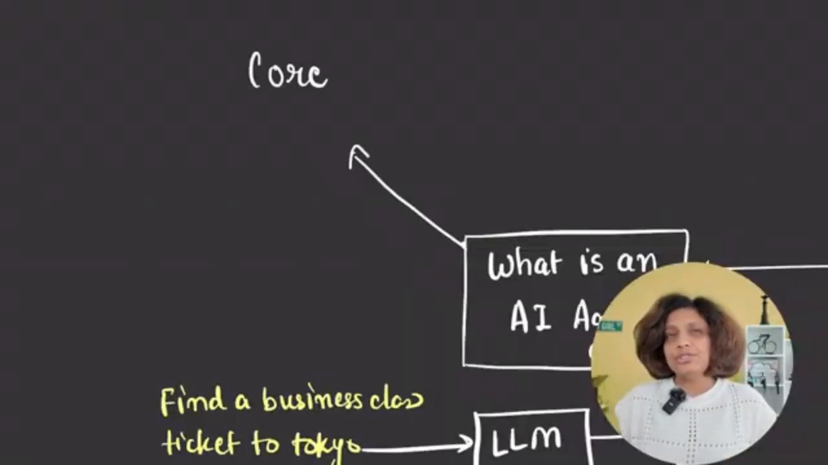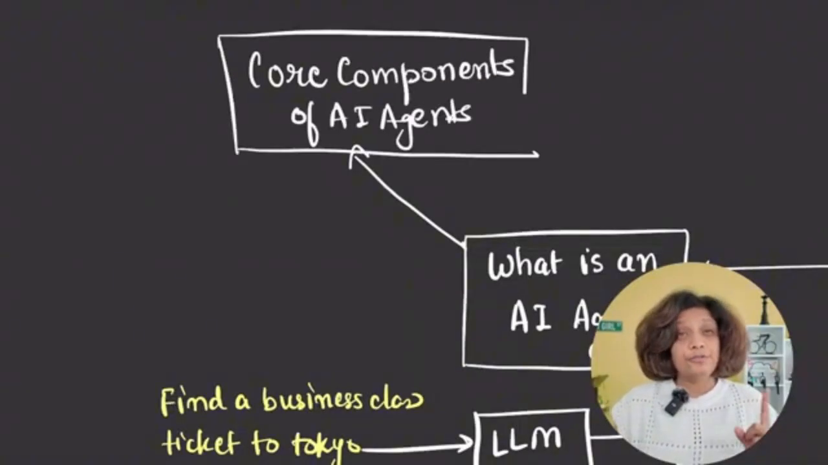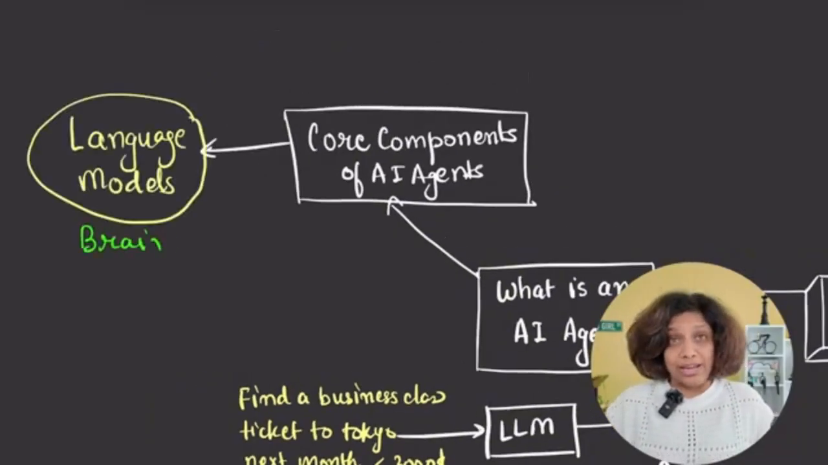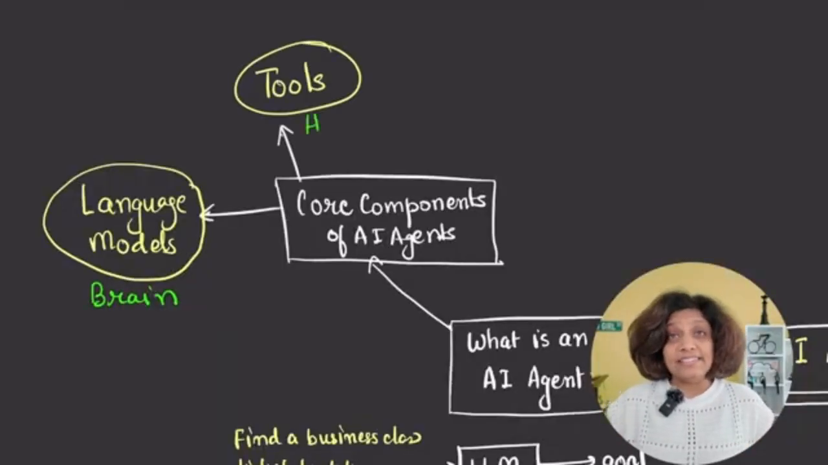Now, every AI agent has 4 core components that you need to understand. The first one is the language model. The language model is the brain. It's the reasoning and decision-making engine that powers everything. The second one is the tools. These are the hands and the senses. They allow the agent to interact with external systems like the APIs, the databases, and the services.